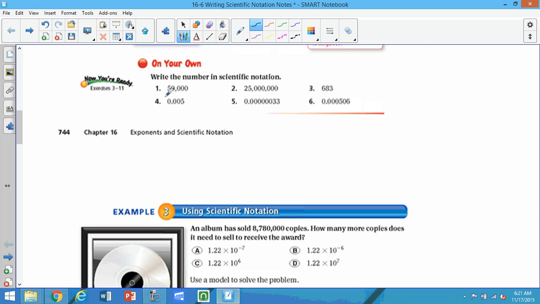All right, so what I would like you to do is pause your computer and do number 1 and number 5. Number 1 and 5, pause your computer, then come back.